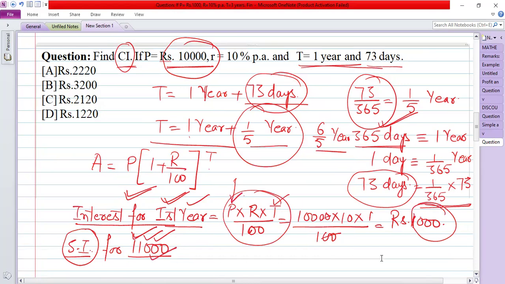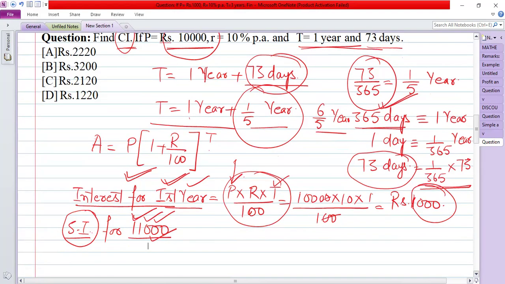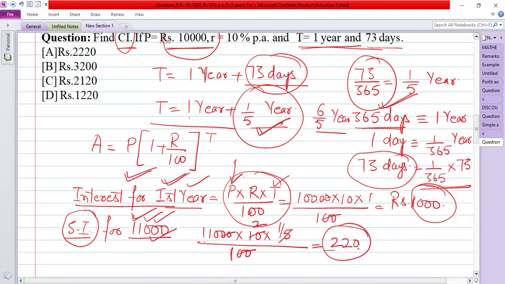So now for this 11,000, the interest will be 11,000 into R. R is 10. And what is time T? It is 1/5, 73 days. And divide by 100. So now again, this will go off. So now 5 will be cancelled out with this 2. So it will give us 220 rupees. Means this is the interest for 73 days.